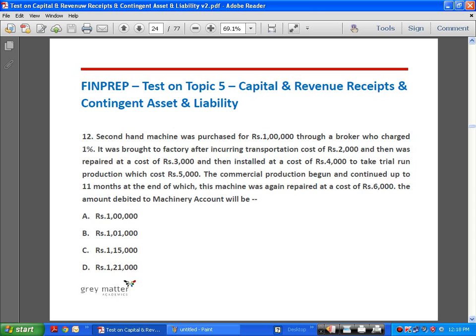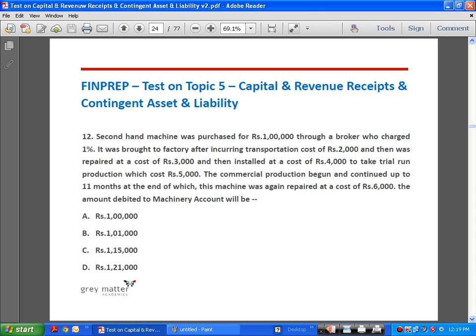And then see, we must keep in mind that this is a second hand machine, right? So in order to make it available for use, we have to incur some repairs. So such repairs which are necessary in order to make the machine available for use is capital expenditure. Okay, so this 3000 rupees that has been incurred in order to repair the machinery will get added to this 1 lakh 3000 that we arrived at so far. So now we have arrived at the cost as 1 lakh 6000 rupees. Then installation charges was 4000. Installation charges is also to be added as part of the cost of machinery, so it becomes 1 lakh and 10,000.